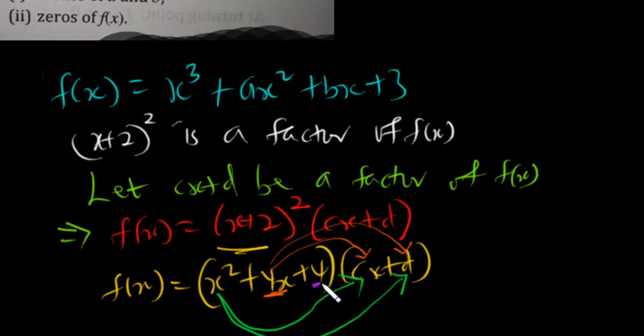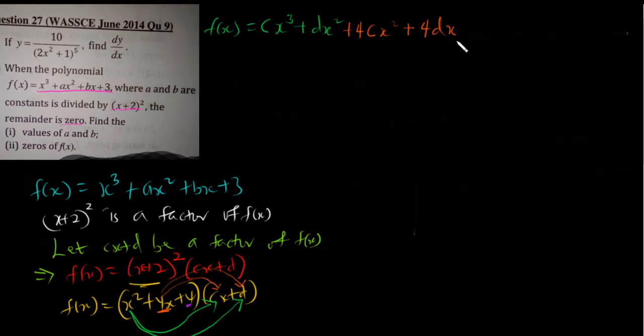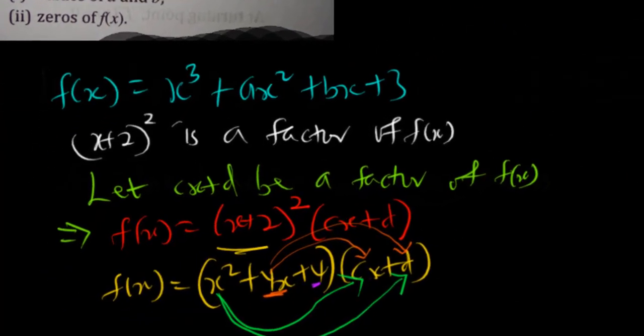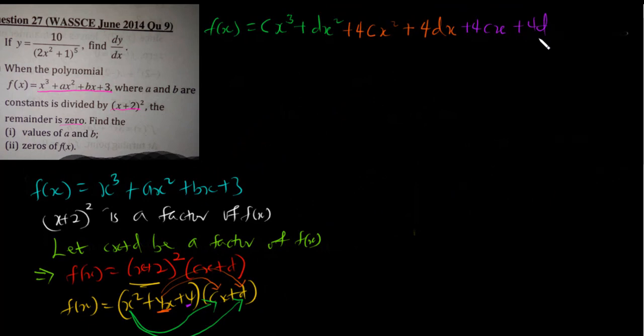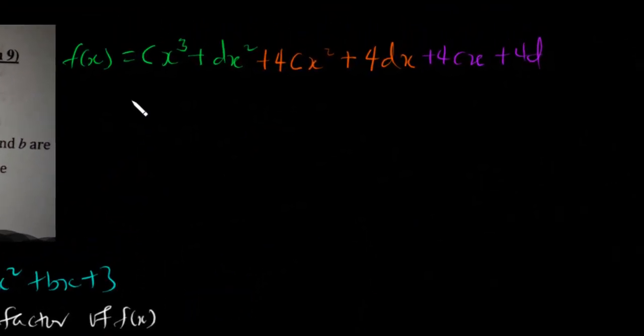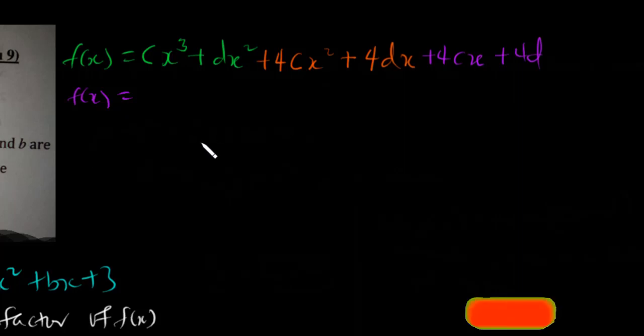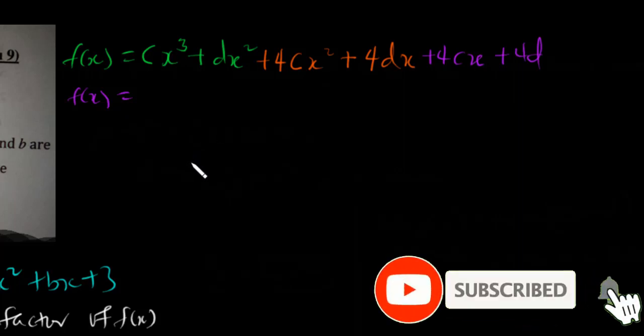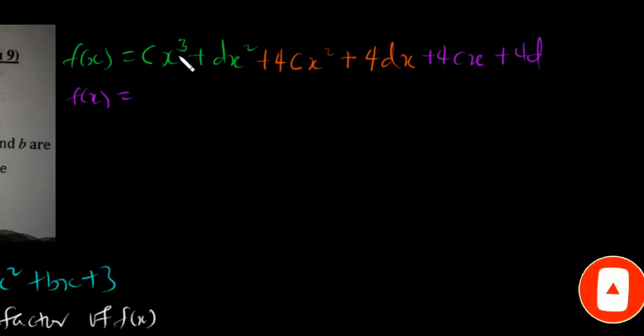All right, so we have 4 times cx, and that is going to be 4cx. Then we have 4 times d, and that will be 4d. So that is the expansion. But let us arrange this well. Let us write this out, because the function is a polynomial in the variable x, right? So we have to the power 3, to the power 2, to the power 1, and 0, and so forth.